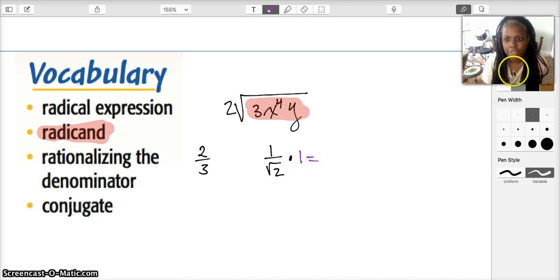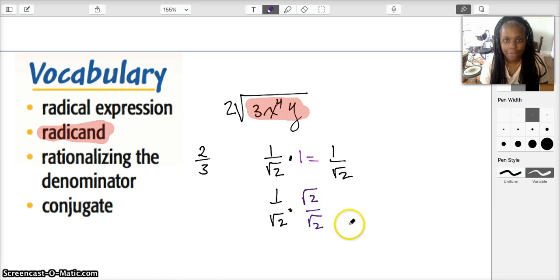So if I multiply this problem by 1, I get 1 over the square root of 2. Nothing happened. And that's exactly what I want. I don't want to change the value, but I want to change the look of the problem. So rationalizing the denominator is multiplying by a very special one. In this case, the one that I'm going to multiply by is the square root of 2 over the square root of 2. Stop for a minute. Admit to yourself that it's 1.